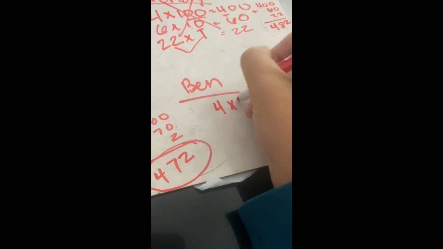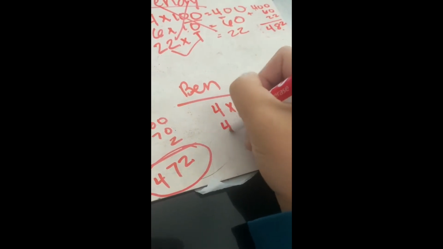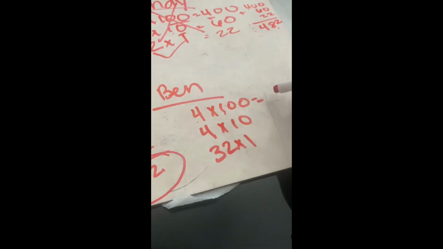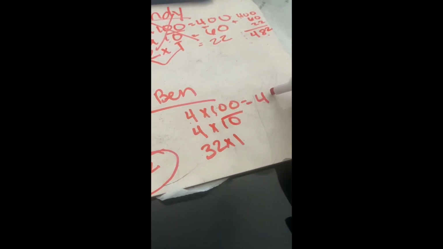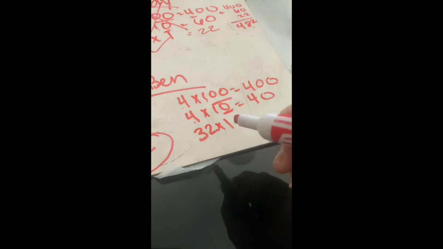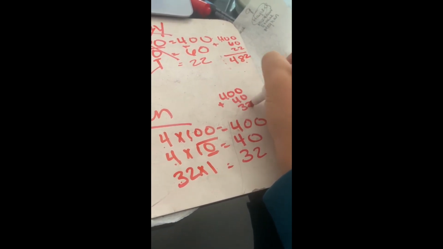4 hundreds, 4 tens, and 32 ones. 4 times 1 is 4. Attach my zeros. It's 400. 4 times 1 is 4. Attach my 0 is 40. 32 times 1 is 32. So 400 plus 40 plus 32.